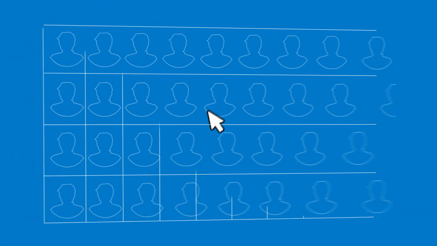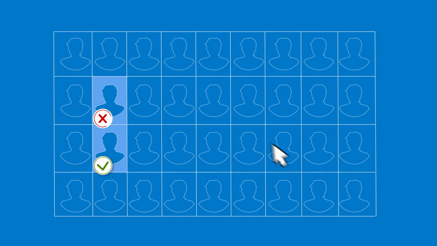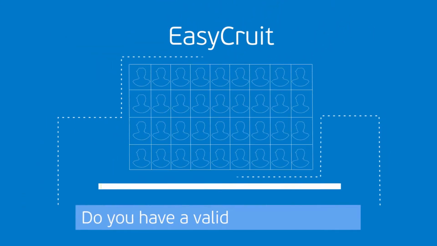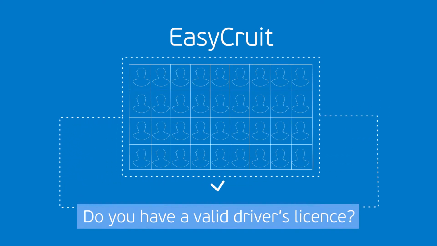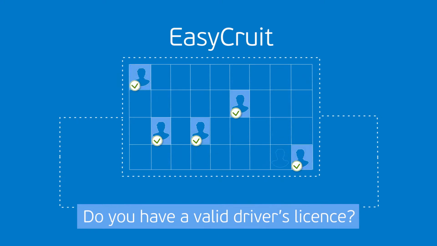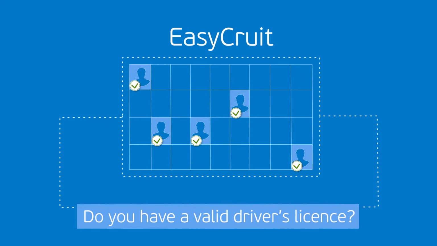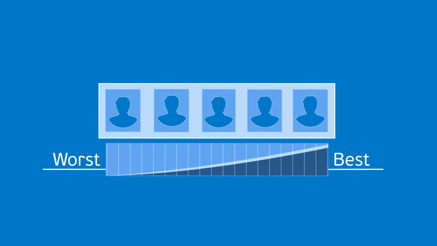Do you sometimes find yourself faced with a huge list of candidates and struggle to sort through them all? In EasyCruit, you can create screening questions to make the recruiting process quicker. The way to do this is to screen out candidates who don't have the mandatory skills or attributes required for a position. You can also rank candidates based on who is best fit for a position.